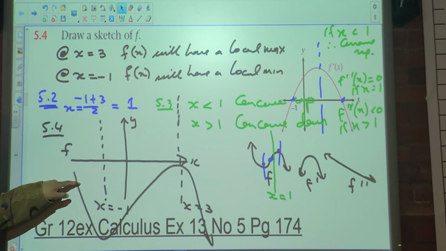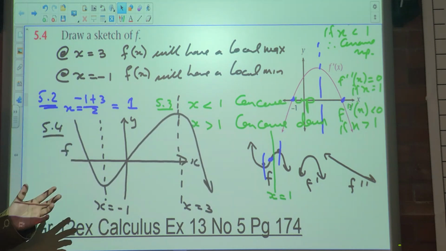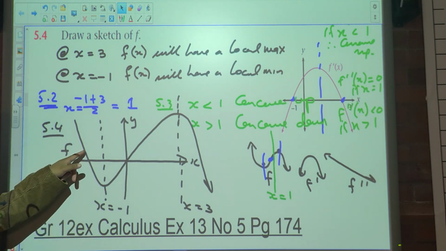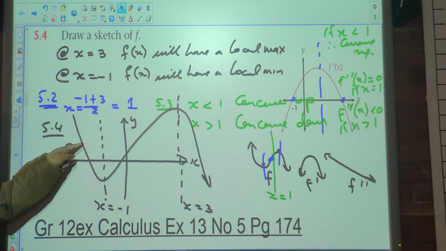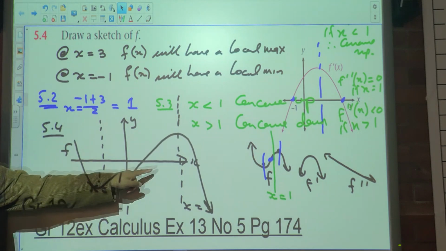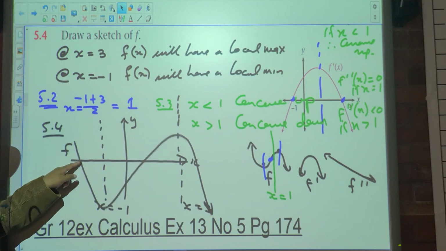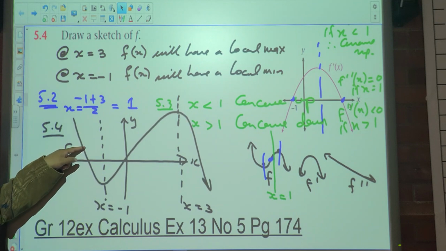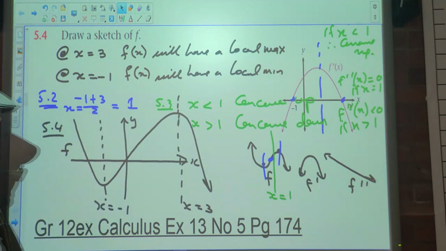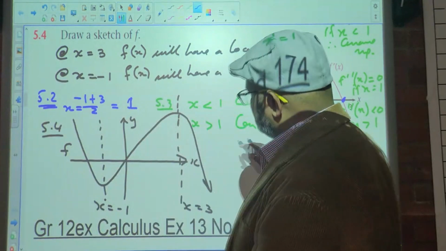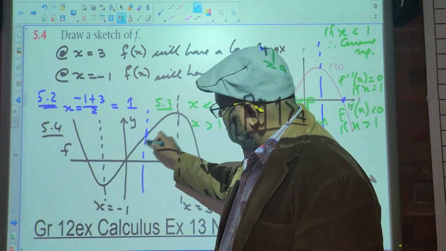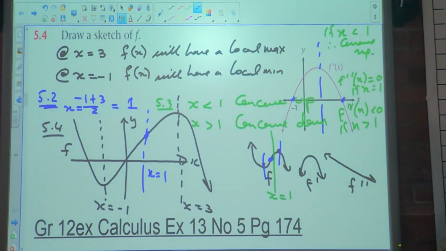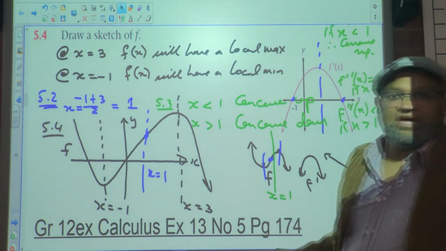You guys understand? But if more information was given, say they tell us the graph goes through an x-intercept of 2, then I would have to let it cut here somewhere, something like that, and I would put 2 here. But because this is all that is given and I've indicated all the information, all I can add here is that this would be your point of inflection at x equal to 1. People, you guys understand?